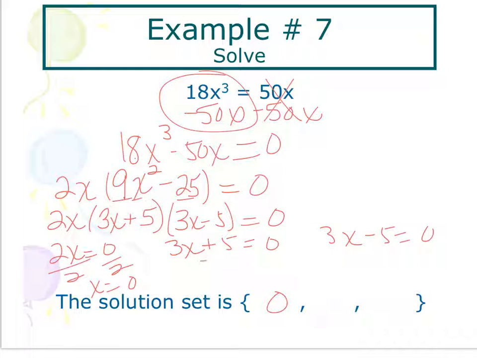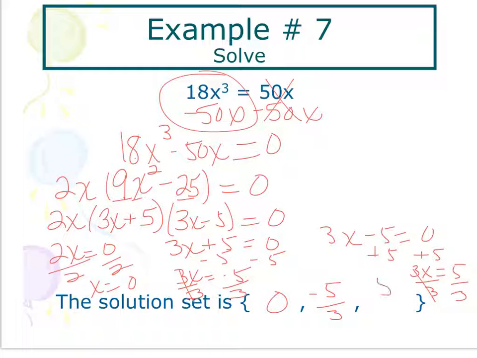So then one two-step equation, subtract 5, and then divide by 3. So negative 5/3 is another solution. Then on this one, I'm going to add 5, and 3x equals 5. I'm going to divide by 3. So x equals 5/3 is my other solution.